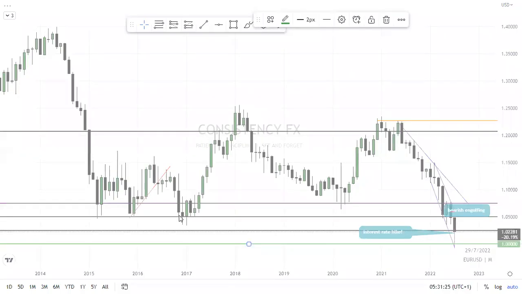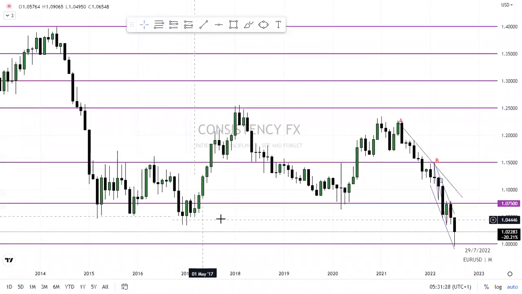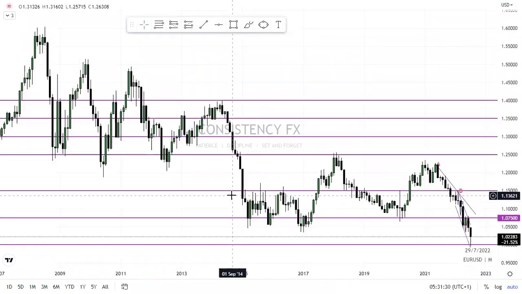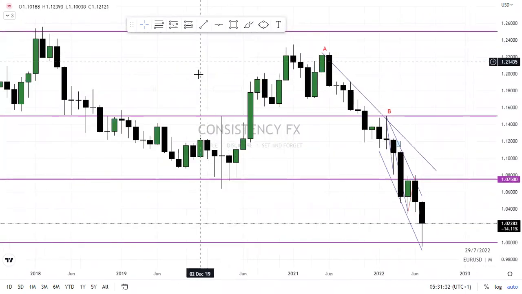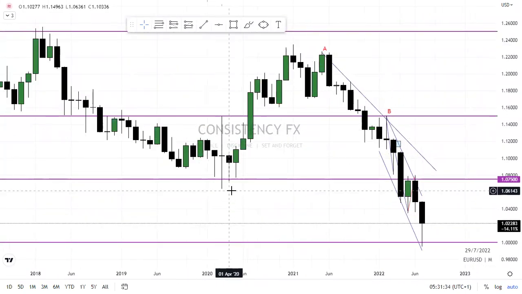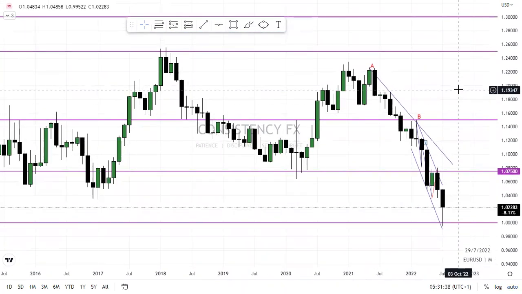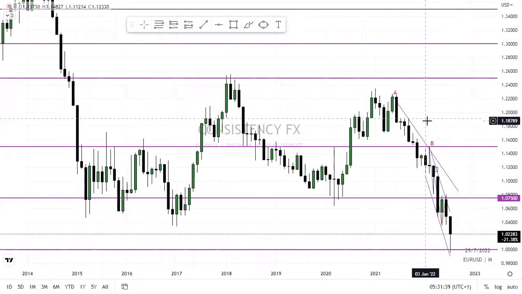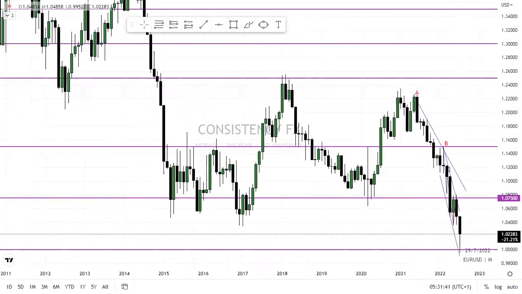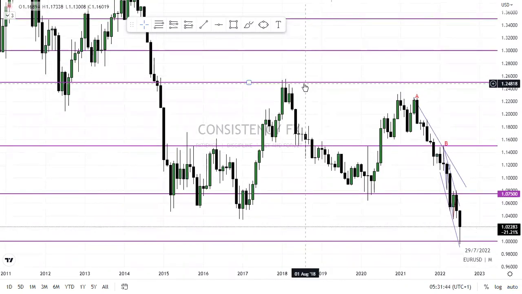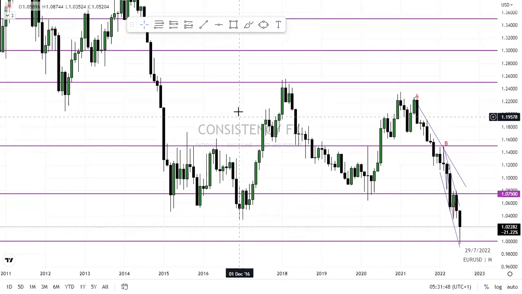Now looking at this chart, you will notice that I already have certain things on there. I would like to take them out, but let's just use it as we can see it. Now, the first purple line I'm just going to highlight right here, you will notice that level is a key level of resistance.